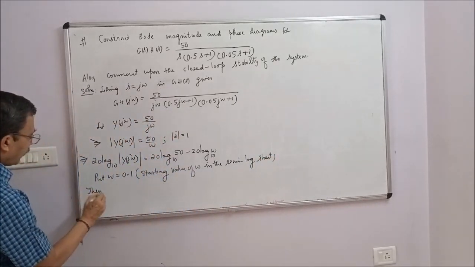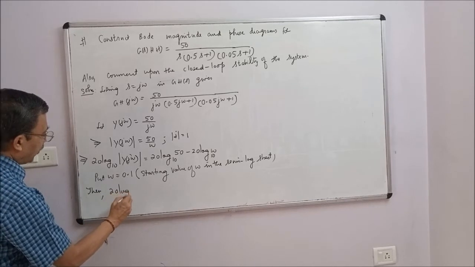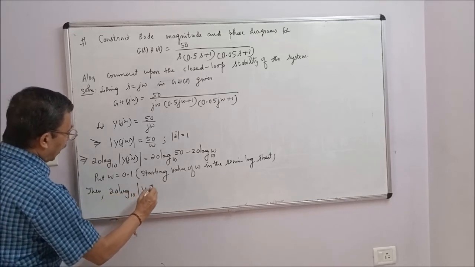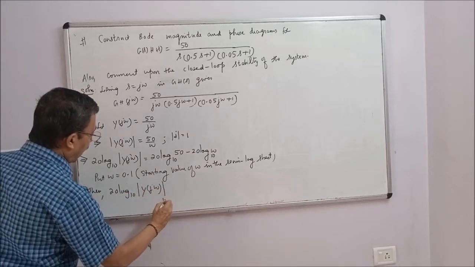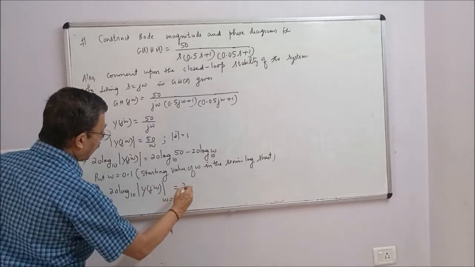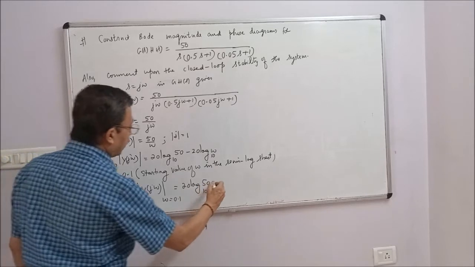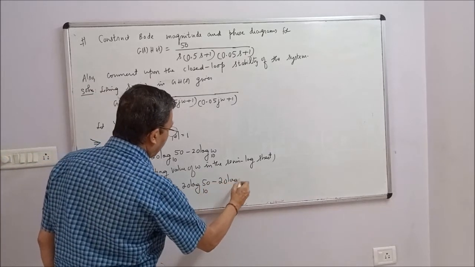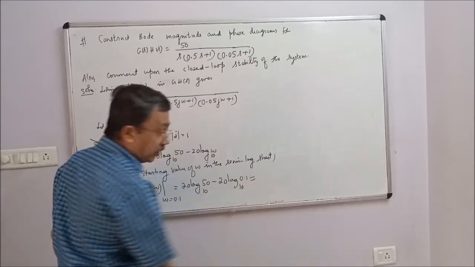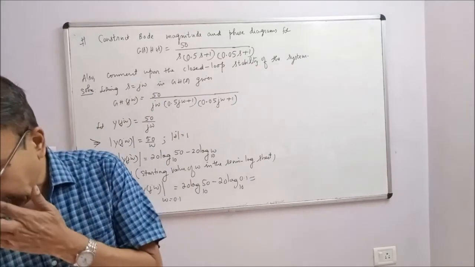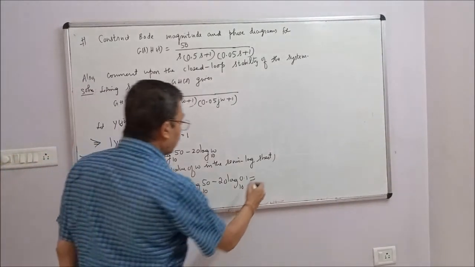Then 20 log to base 10 magnitude of Y of J omega at omega equal to 0.1 is equal to 20 log 50 to base 10 minus 20 log 0.1 to base 10. This will give you 54 dB.